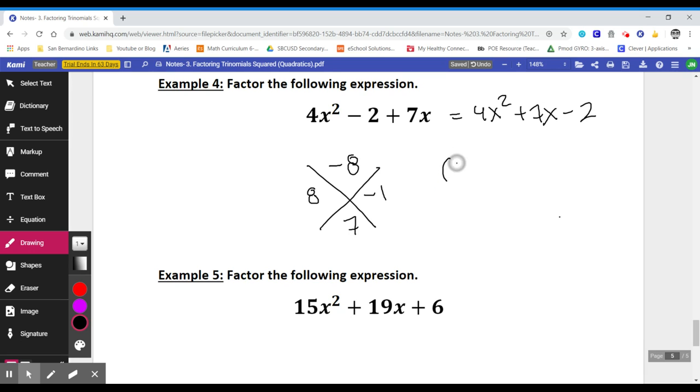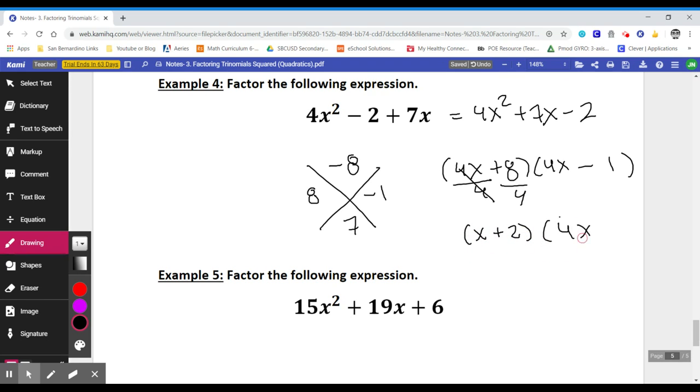Now I'm going to skip to my factors. So this is 4x and 4x. I'm going to write 4x plus 8 on one side, and I'm going to write 4x minus 1 on the other side. Then the last thing I need to do is figure out if I can divide any of these by the same term. In this case, I can. I can divide both of these by 4. So my final answer is x plus 2 multiplied by 4x minus 1. Boom. So if you guys got this answer, congratulations, you got it right.